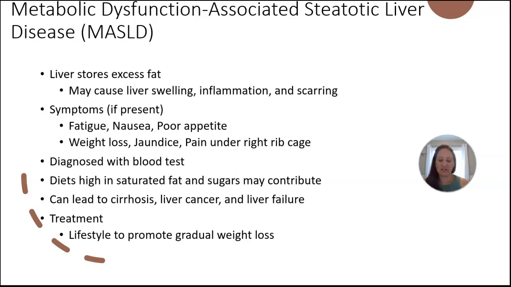So this is a disease in which the liver stores excess fat, so you end up with fatty liver. It may cause liver swelling, inflammation, and scarring. Symptoms, if they're present, include fatigue, nausea, lack of appetite, weight loss, jaundice, pain under the rib cage. This can be diagnosed with a blood test. It's common in people who eat diets that are high in saturated fats and sugar. It can lead to cirrhosis of the liver, liver cancer, liver failure. Treatment: lifestyle. So, a diet that's not high in saturated fats and sugar, and weight loss.